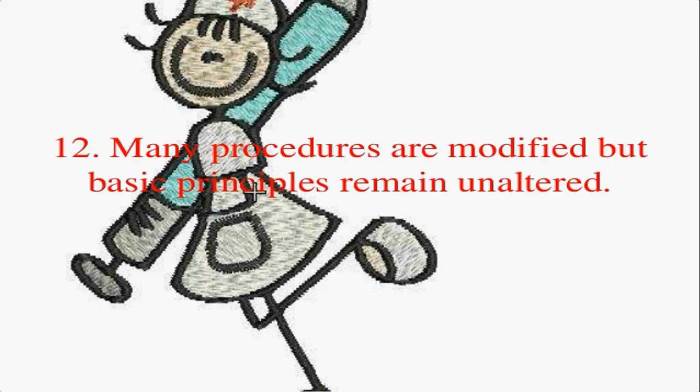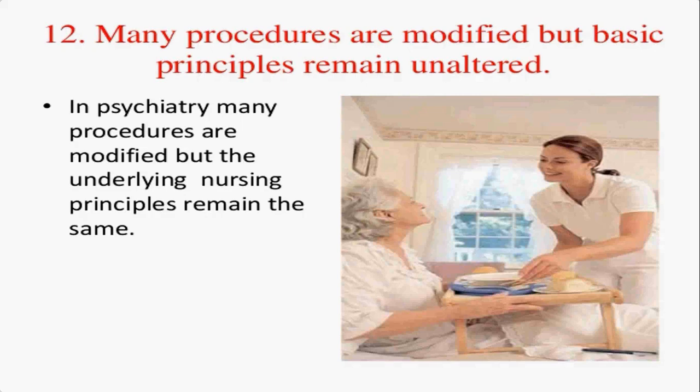Next and last one: many procedures are modified but basic principles remain unaltered. In psychiatry, many procedures are modified but the underlying nursing principles remain the same. For example, giving an enema, doing surgical dressing, catheterization, and giving medication. The principles behind each remain the same, but the procedure of each treatment may be different, right?